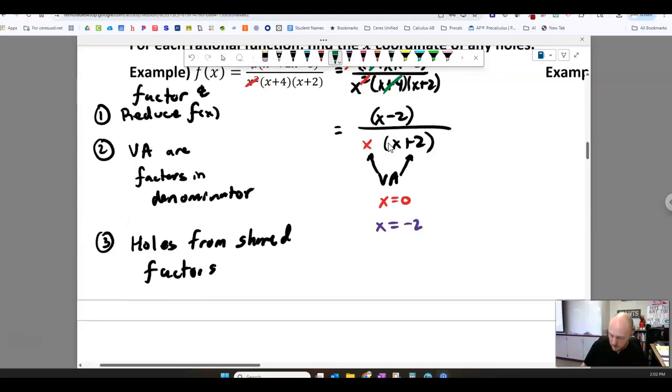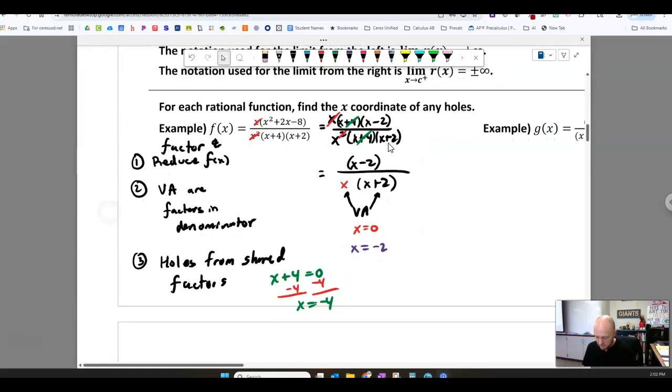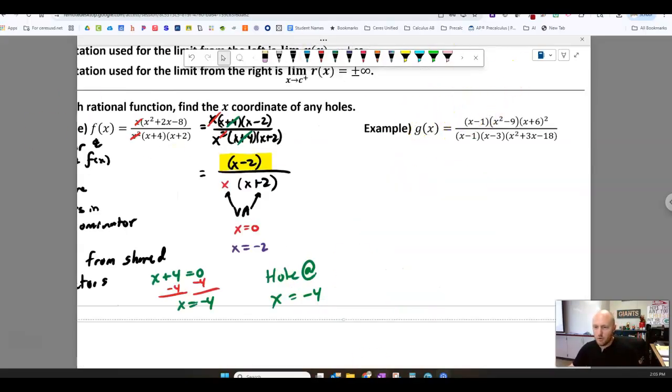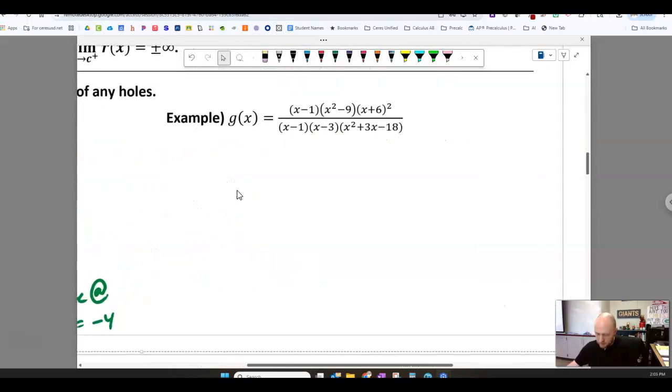Very important here. We had x plus 4, so I can set this equal to 0 and solve. Take away 4 on both sides, and we get x equals negative 4. So that is a hole at negative 4. Hopefully that makes sense. So that's how we find a hole. Let's look at example number 2.